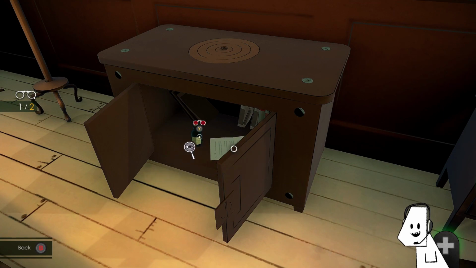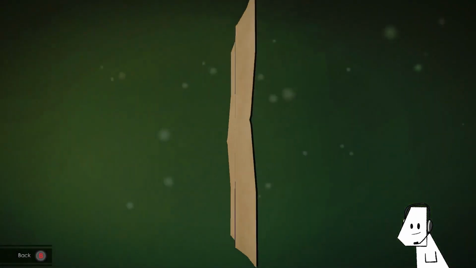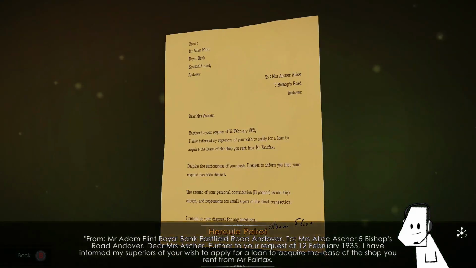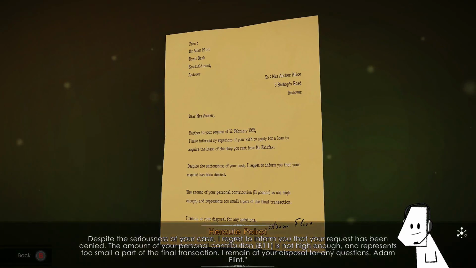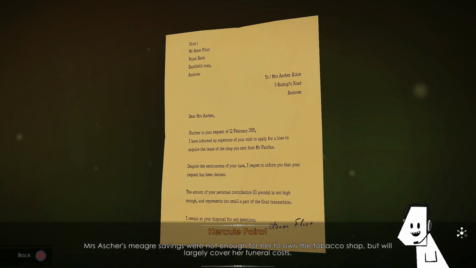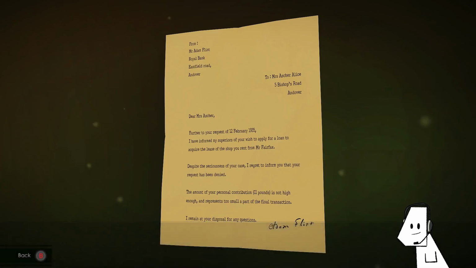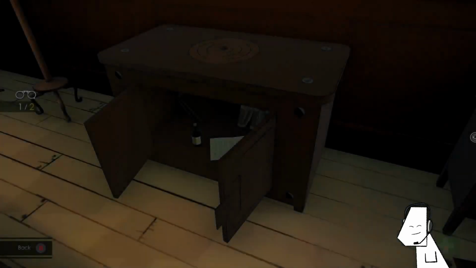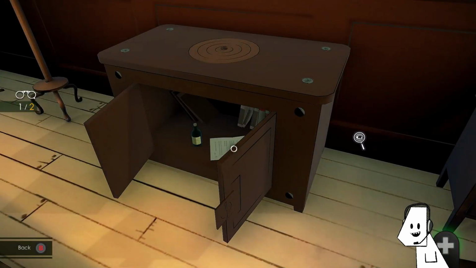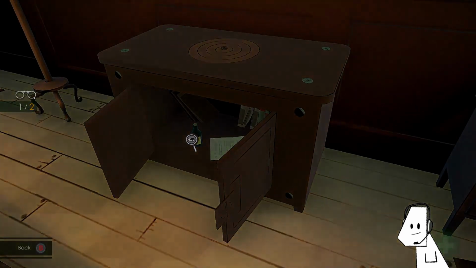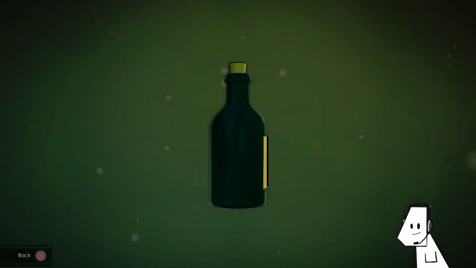Why is it only saying 1 out of 2? What am I missing here? The letter? Is there something missing on the letter? From... No, Mr... don't read it again. Despite Mrs. Asher's... meager... So it's something to do with the medicine that I need to observe. Medicine.